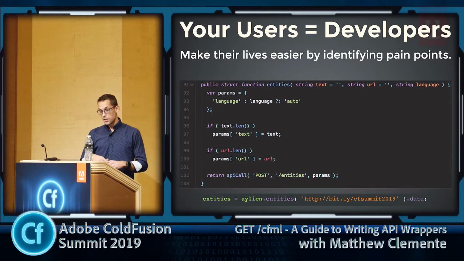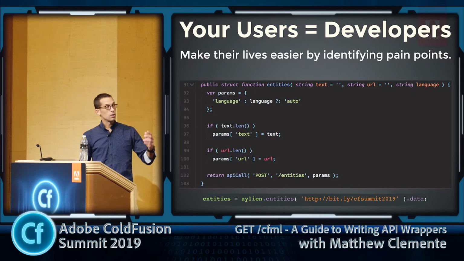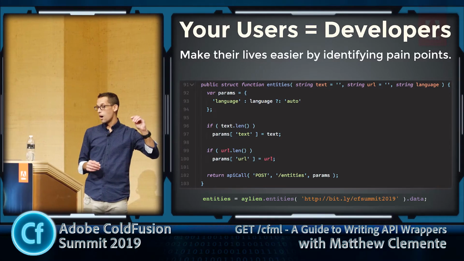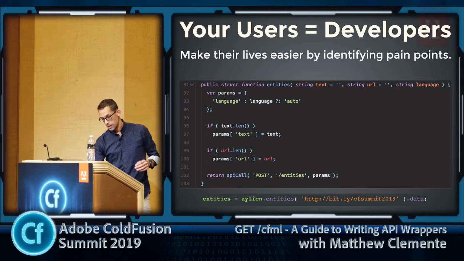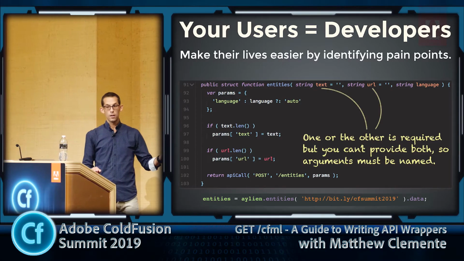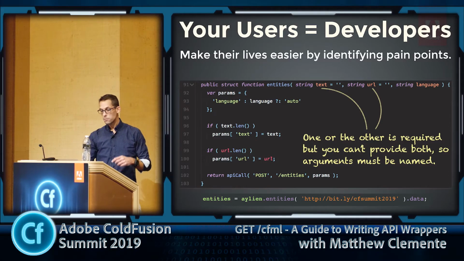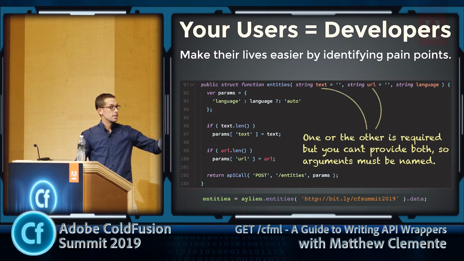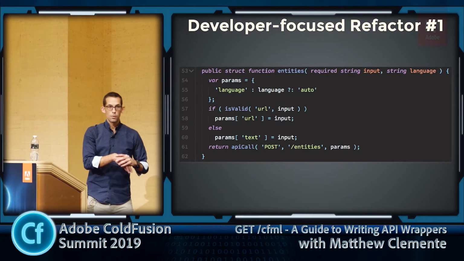And you keep forgetting it. So for me, working with Aylien's API, the issue was that I wanted to call the entities method, but I didn't want to provide the argument name. I didn't want to say text equals or URL equals. I wanted to do, like this example down here, I just wanted to say Aylien entities and pass in a URL. But it doesn't work because the URL is the second positional argument. It was a pain point while I was working. So one or the other is required, you can't provide both, so you need to name the argument you're passing in. I didn't like that, and there's a couple possible ways that you could refactor that.